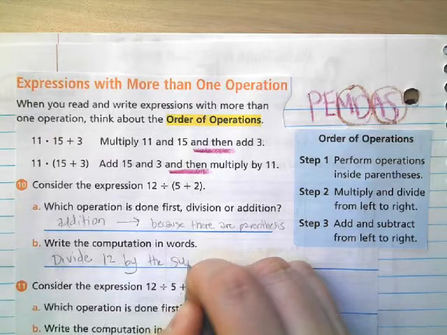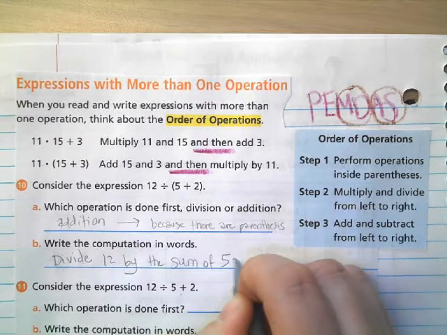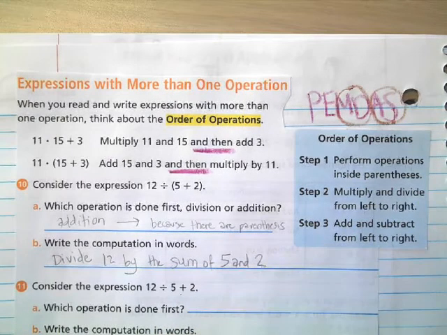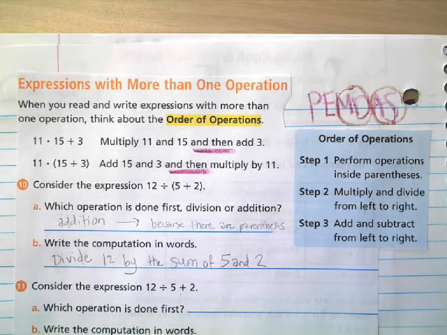The sum of 5 and 2. So that means you can't do anything until you find the sum of 2. Then you're going to do 12 divided by that. Does that make sense? Okay, that was a little harder.